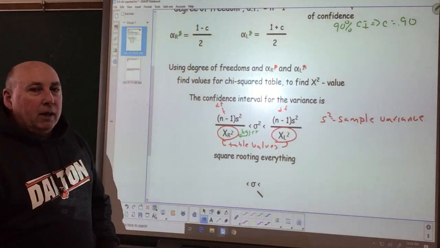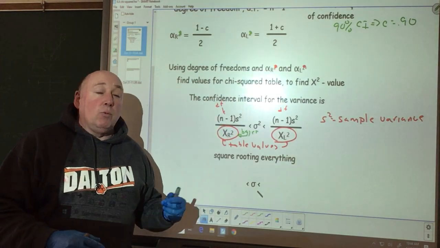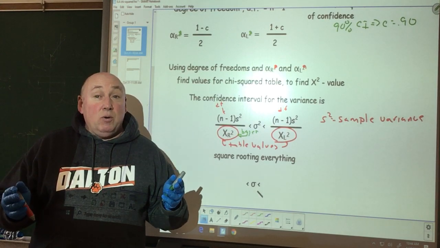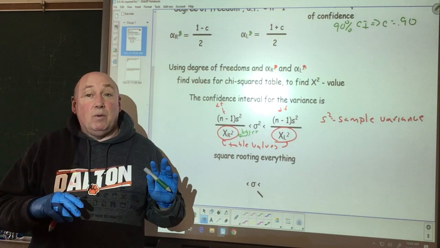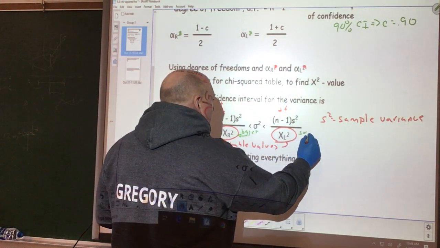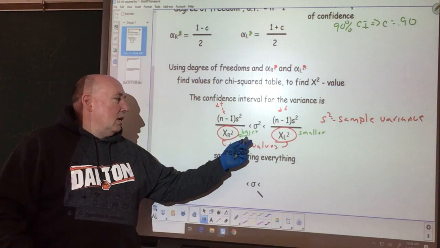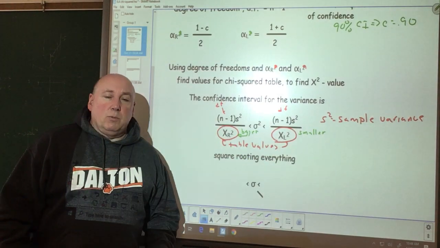This value is going to be bigger because if I divide by a bigger number, my division will come up with a smaller value. If I had 10 divided by 2, I get 5. If I have 10 divided by 5, I get 2, a smaller number. This here is going to be smaller. So I take a look basically at my two table values and which one's bigger and which one's smaller. I put the bigger one first and the smaller one second.